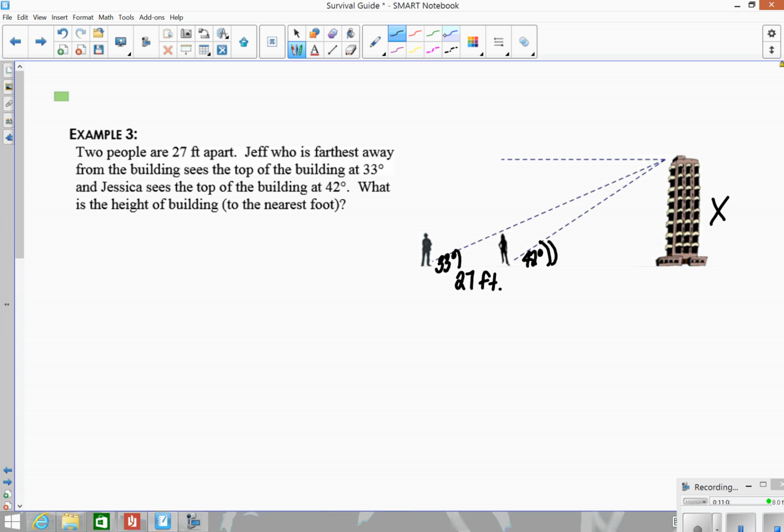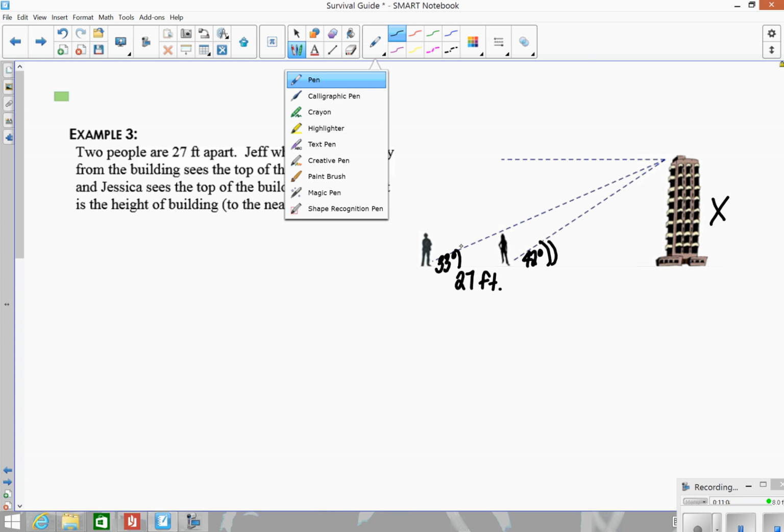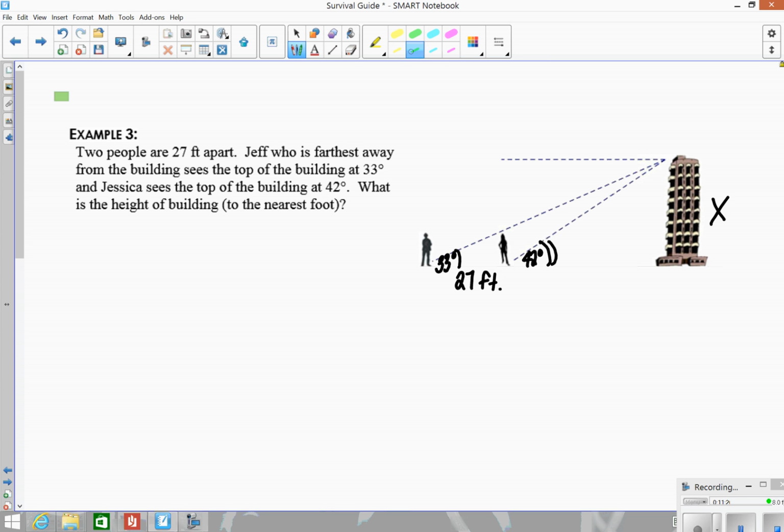So hopefully you see the two right triangles. Remember, we can't use this obtuse triangle here, even though we know the bottom of it's 27 and we know 33. We can't use that because it's not a right triangle. You always have to use the right triangle. So in this case, I have the same two right triangles. I have this smaller right triangle, and then we have the larger right triangle where this green one's in. So we have this larger right triangle with the 33-degree angle.